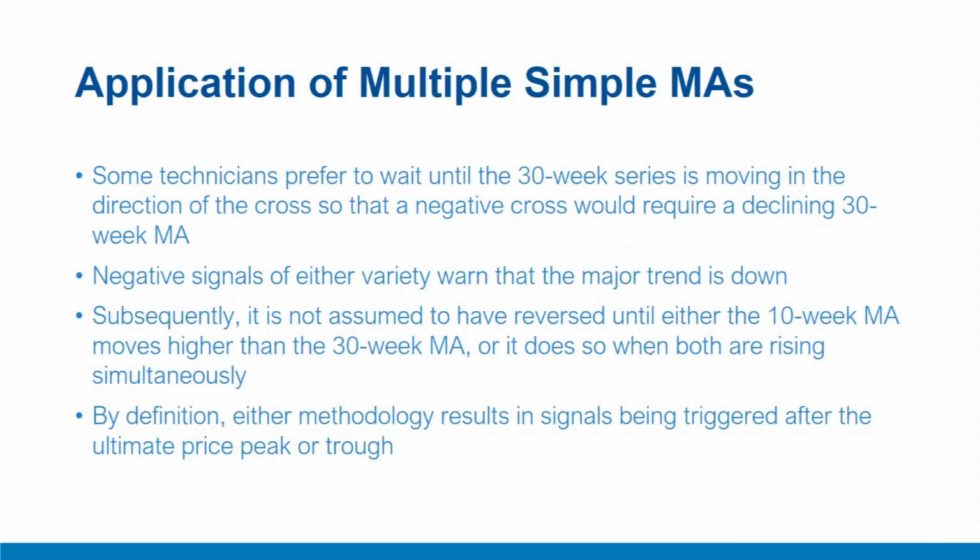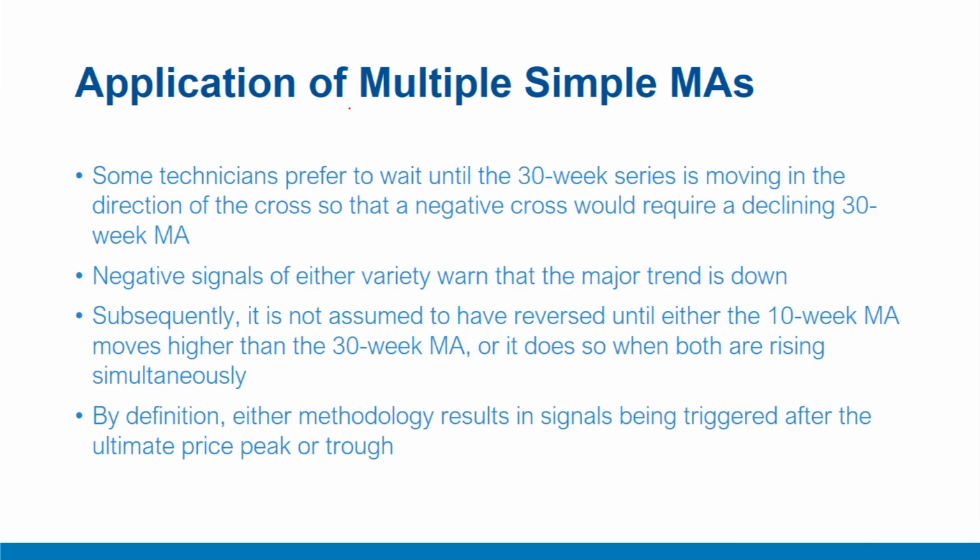Negative signals of either variety warn that a major trend is to the downside. It is not assumed to have reversed until either the 10-week MA moves higher than the 30-week MA, or it does so when both are rising simultaneously. By definition, either methodology results in signals being triggered after the ultimate price peak or trough. Therefore, they serve as a confirmation of a change in trend rather than the actual juncture points in themselves.